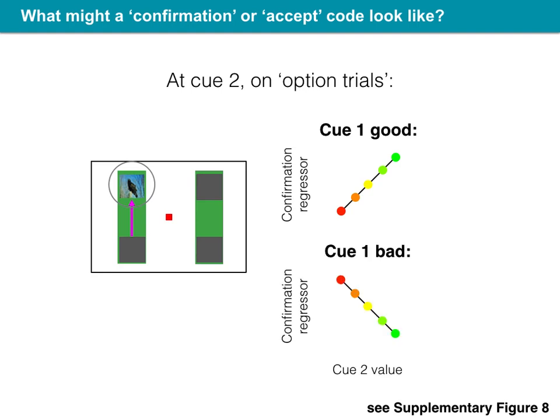But on the other hand, the opposite is true if I've seen a bad item at Q1. Now, seeing another bad item will confirm my current belief. In other words, if I see bad followed by bad, it confirms my belief. If I see good followed by good, it confirms my belief. And what's important is that this belief confirmation regressor that we've defined is now completely orthogonal to value, because on half of the trials it increases with the attended value, but on the other half of trials it will decrease with the attended value.